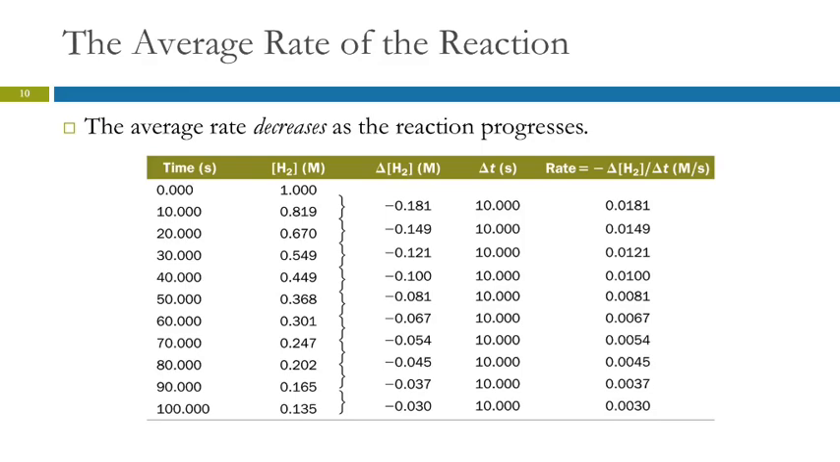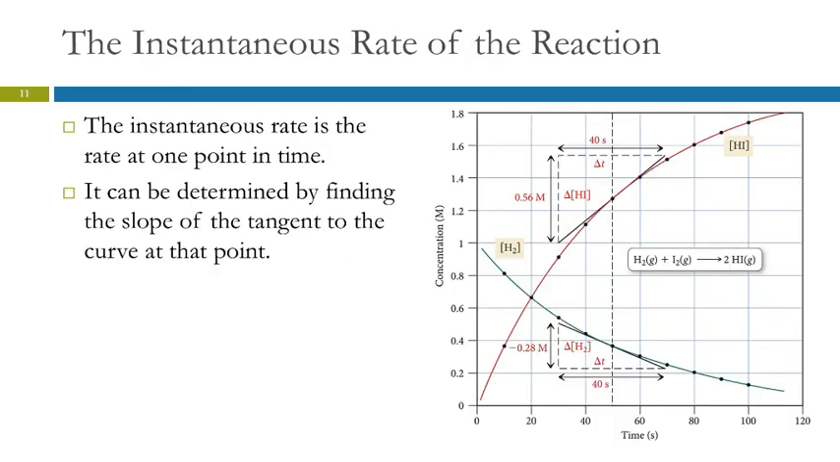We can talk about an instantaneous rate. That's a rate at a given point in time. And that's what we're showing on this graph. So to find the rate here, it will be the slope of a line that is tangent to the curve at that point. See, the slope of this line is continuously changing. The slope gets less and less. That's the rate of the reaction decreasing.